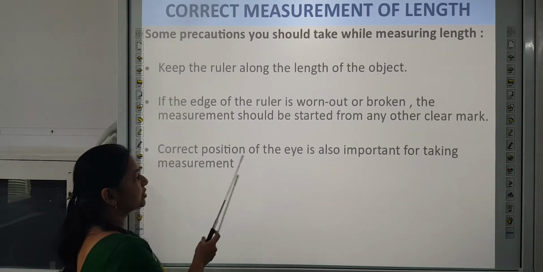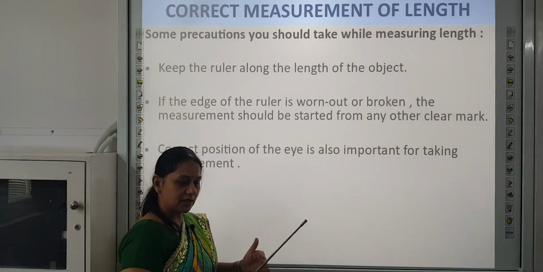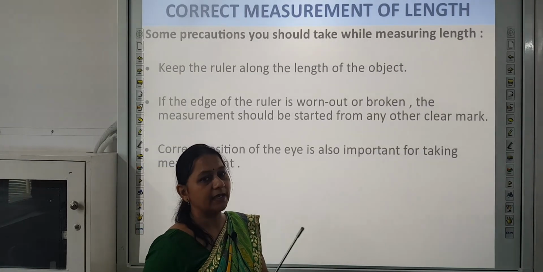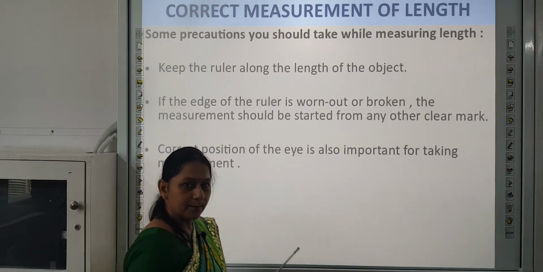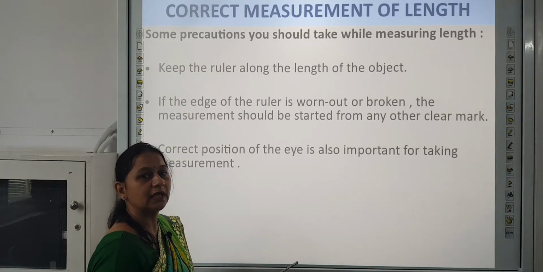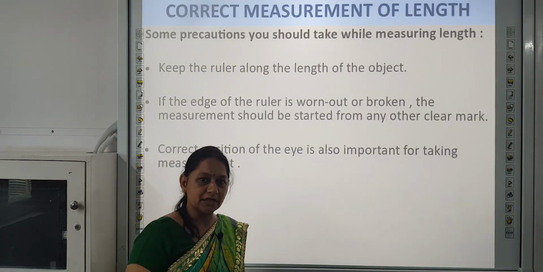Now the correct position of your eye is also important, meaning you should not see from the sides. You need to place your eye just above the point from where you are taking the measurement. So these are the precautions that you need to take before taking any measurement. So this was all about measurement.